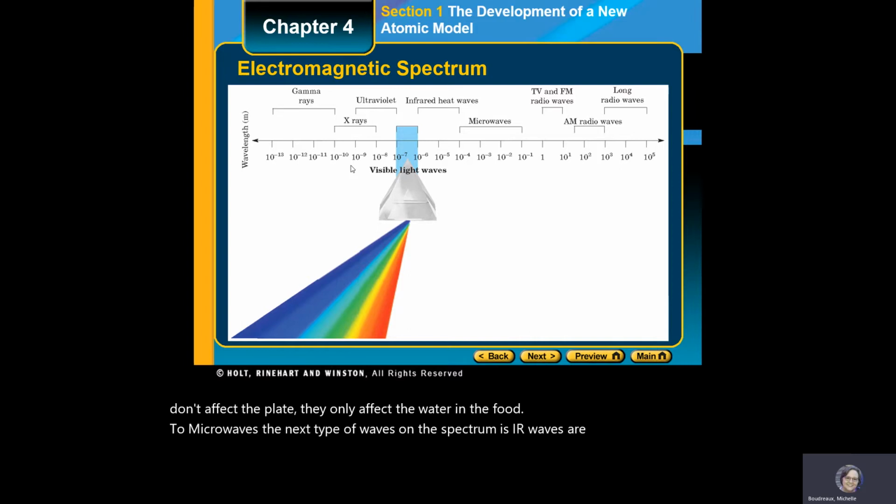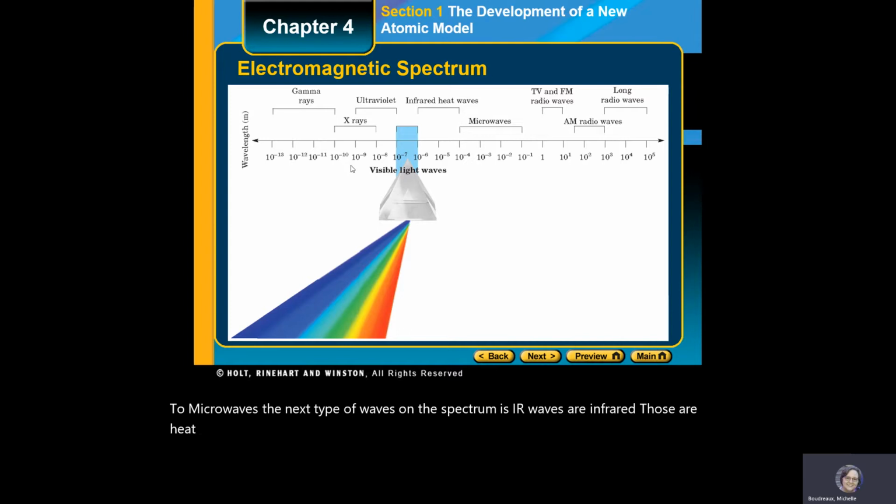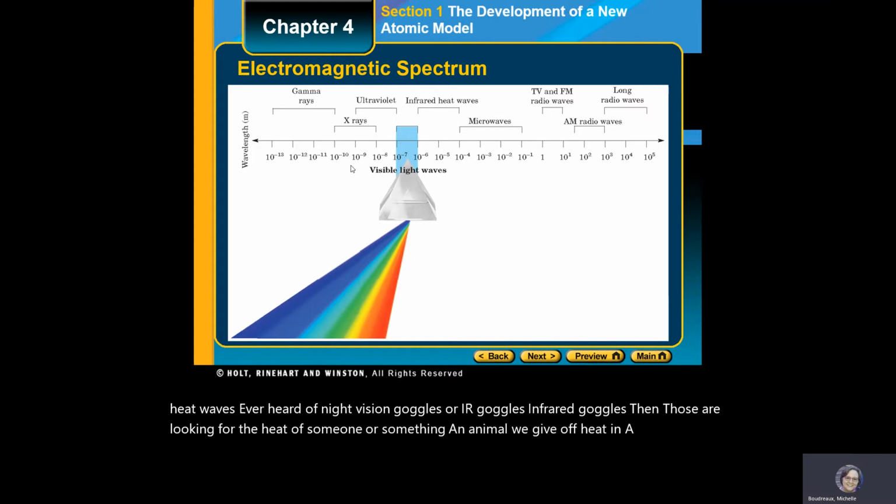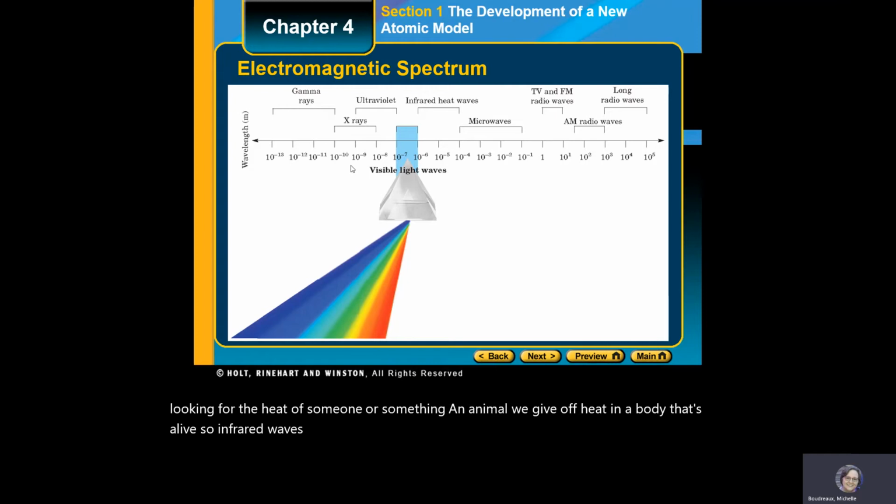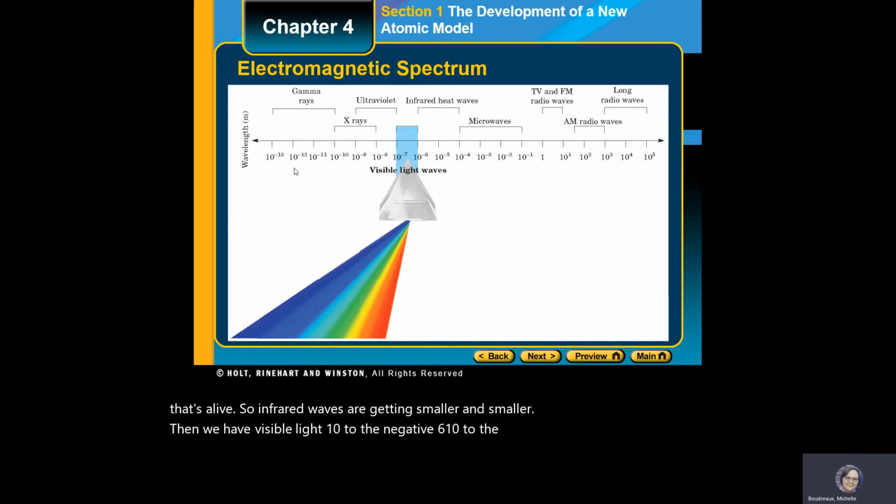Those are heat waves. If you ever heard of night vision goggles or IR goggles, infrared goggles, then those are looking for the heat of someone or some heat in a body that's alive. So infrared waves are getting smaller and smaller. Then we have visible light, 10 to the negative 6, 10 to the negative 7 meters.